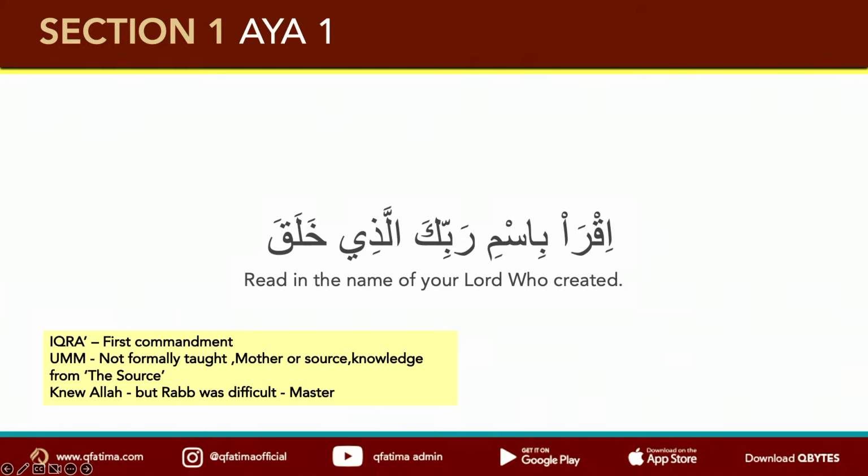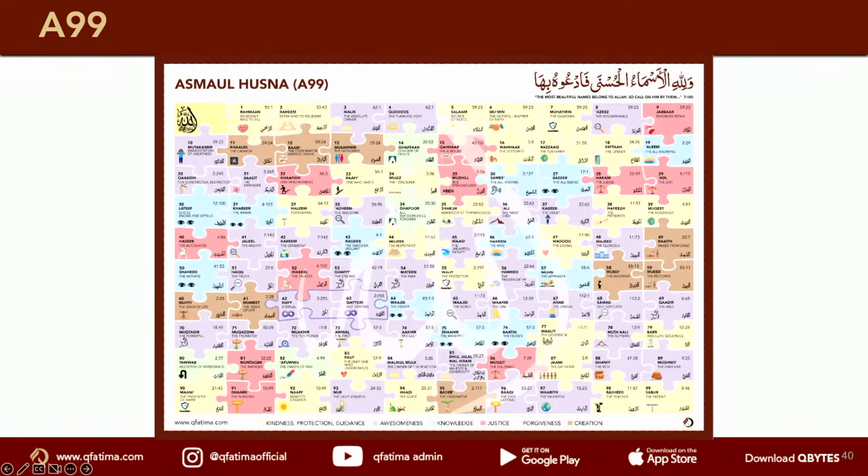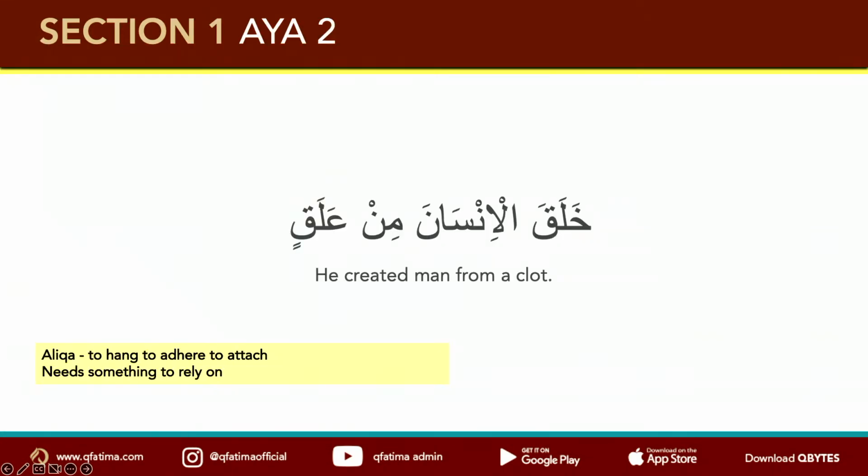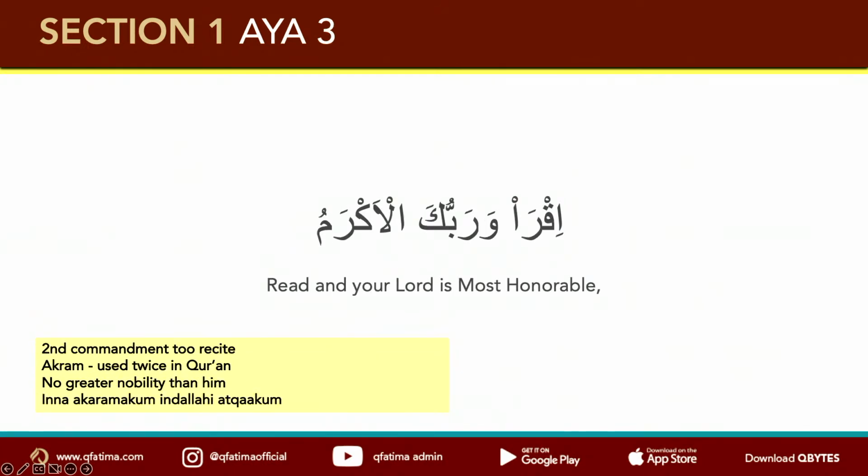Iqra bismi rabbika alladhi khalaq. What name of Allah comes here? Khaliq. Find it and circle it. Brown is creation. You can't go that wrong. You got it? 11. Yep. Okay. Khalaqal insana min alaq. Again, you've got Khaliq. Iqra wa rabbukal akram. Now you've got two names: Kareem and Dhul Jalali wal Ikram. Can you find them for me, please? Okay. There you go. 42 and? Yep, 85.